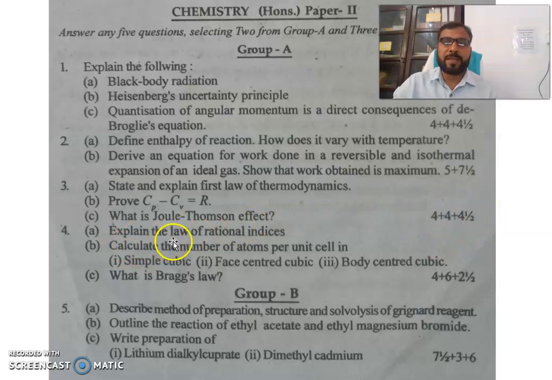Explain the law of rational indices. I think this belongs to the solid state. And calculate the number of atoms per unit cell of simple cubic, face-centered cubic and body-centered cubic. You have to calculate the number of atoms per unit cell of SC, FCC and BCC. And the last question is: what is Bragg's equation?